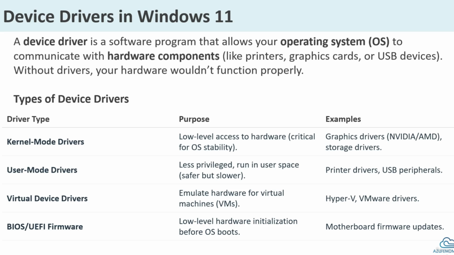First, kernel mode drivers. These are powerful drivers that work directly with your computer's core system kernel. They control important hardware like your graphics card and hard drive. Because they operate at such a deep level, if they crash, they can make your whole system unstable. An example includes your NVIDIA or AMD graphics driver that makes games run smoothly.